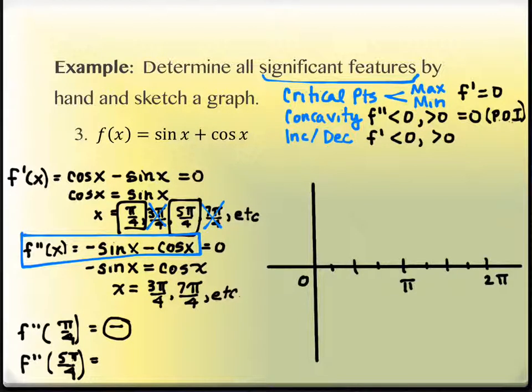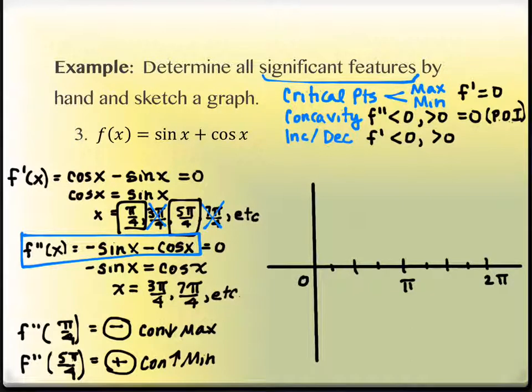What happens when I plug in 5 pi over 4? I get a positive. So if the second derivative of the graph is negative, what does that tell me about the graph? Second derivative negative: concave down. If a graph is concave down, what's happening at that critical point? It's a max. So I'm going to have a max at pi over 4. And then the second one, of course, is the exact opposite. It's concave up, so I'll end up with a min.